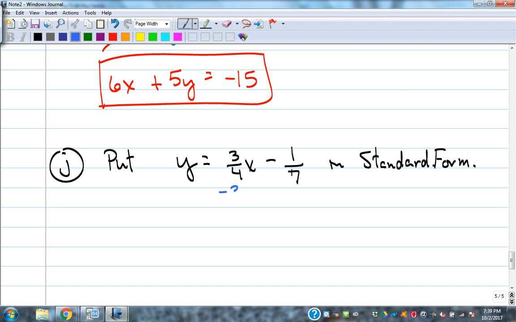Move the 3/4 by subtraction. I'm combining both of y'all's answers there. So that's negative 3/4 x plus y is equal to negative 1/7. Ooh, 2 fractions in the problem. That's not so nice when there's 2 fractions. They've got different denominators.